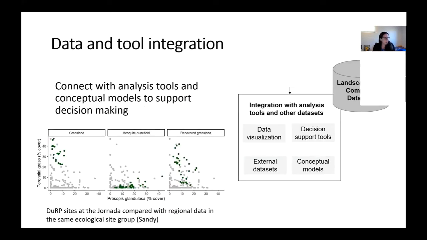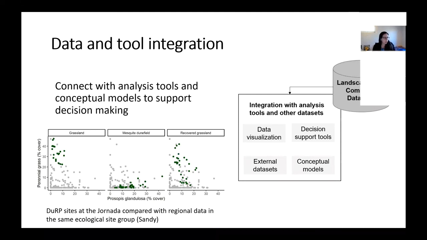And then finally, our kind of emerging horizon is this data and tool integration piece of the data commons, where we can not just port data into models, but we can start to integrate with other decision support tools, other kinds of data, and really facilitate new ways of understanding and drawing inference, not just for our management partners, but also for the work that we do here on the Jornada. And Nick showed a little bit of that last week.